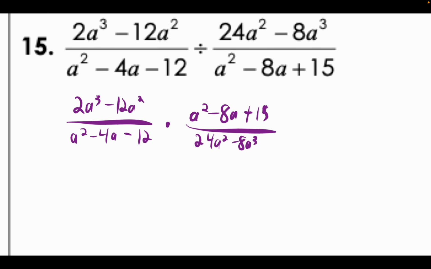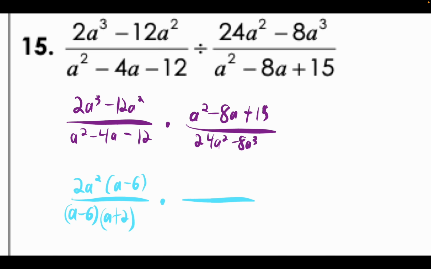Top left ends up factoring out a 2a squared and giving me a minus 6. Bottom left, to be clear, the a minus 6 doesn't factor in the top left anymore because it's not a difference of two squares. Neither of them are perfect squares. Bottom left, this factors into a minus 6 and a plus 2 utilizing the x and the shortcut. Top right, once again, utilizing the x and the shortcut, I get a minus 5 and a minus 3 in no particular order.